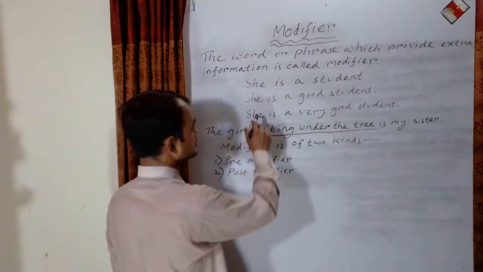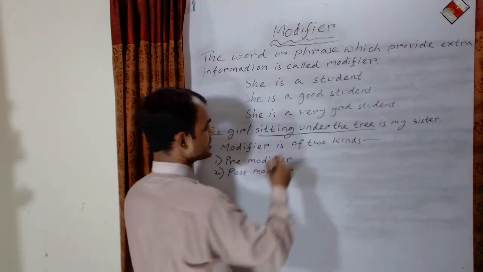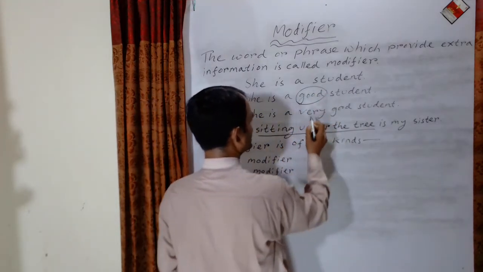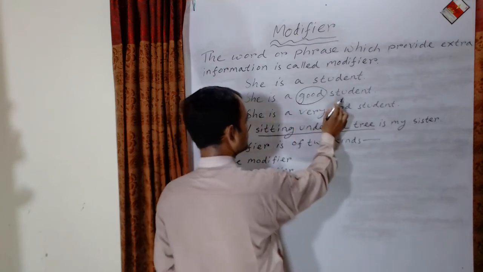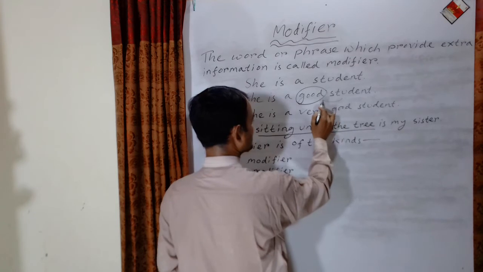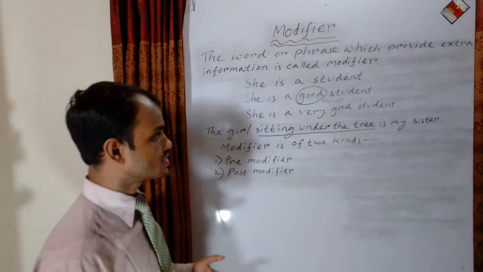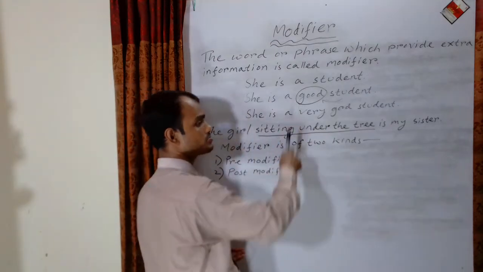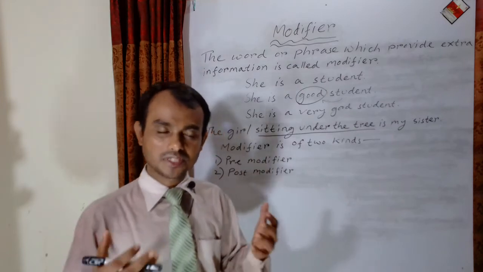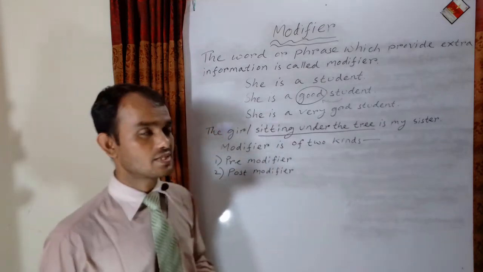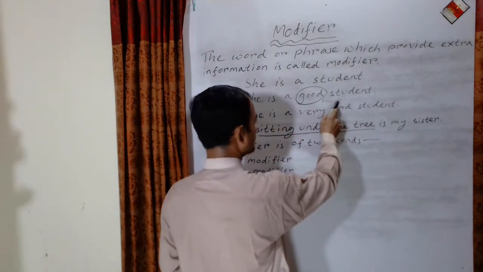The example is this one. She is a good student. The word good, a modifier, is used before the noun student. Student is a noun, and before this noun a modifier good has been used. This modifier is a pre-modifier because this has been used before a noun.